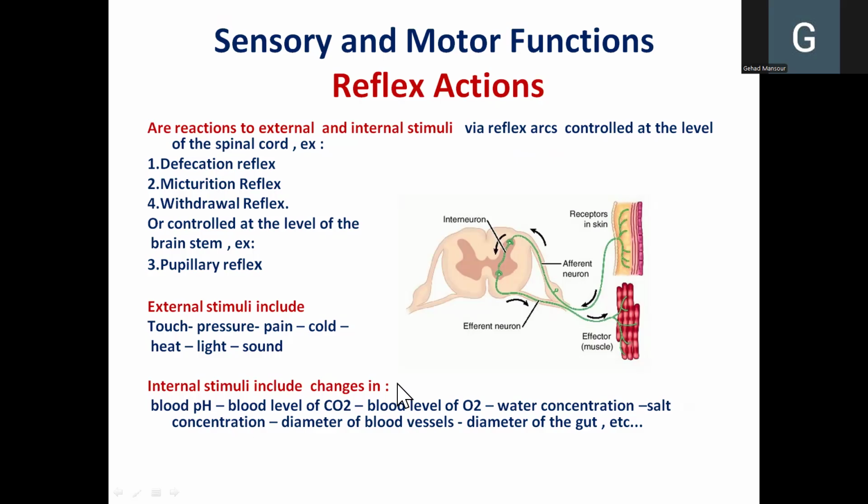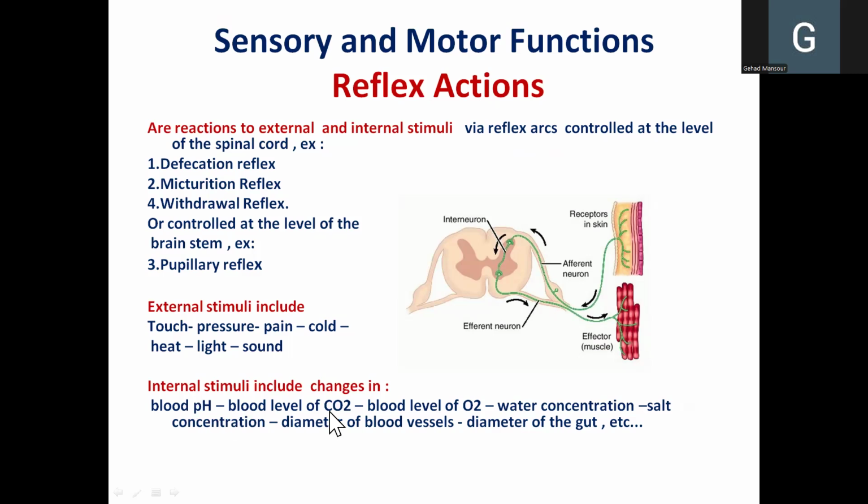Internal stimuli: the reflex might start from the inside of the body. For example, if there is lowering of the pH of the blood, there is a reflex increase in the rate of breathing. This is a reflex that starts by an internal stimulus, which is a lowered pH of the blood. Also, changes in the levels of carbon dioxide, because they are associated with changes in pH.